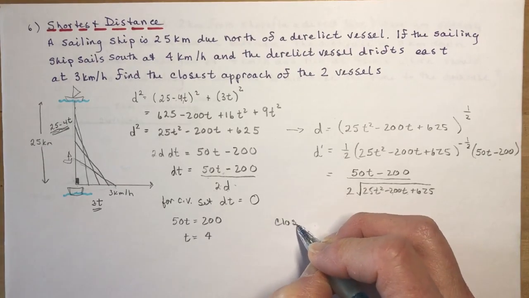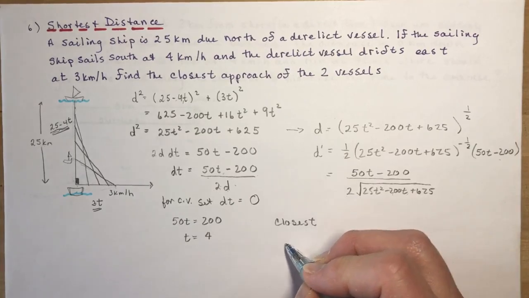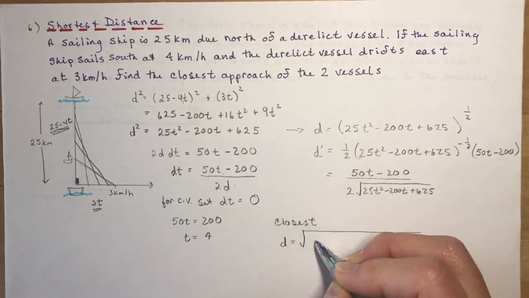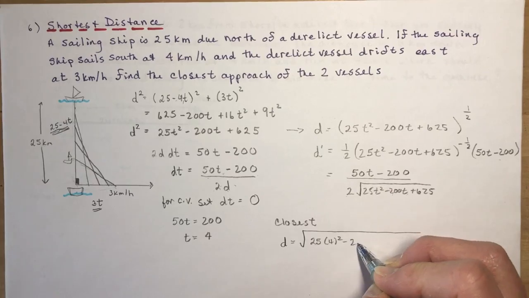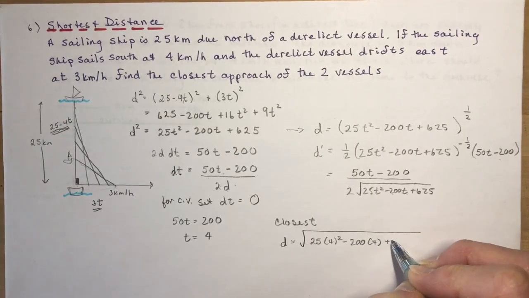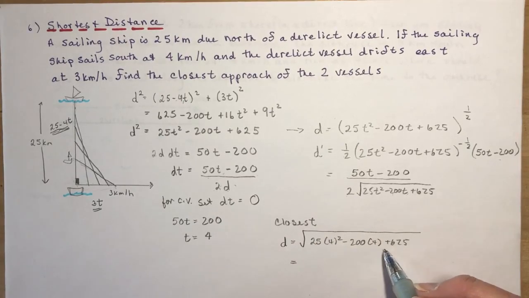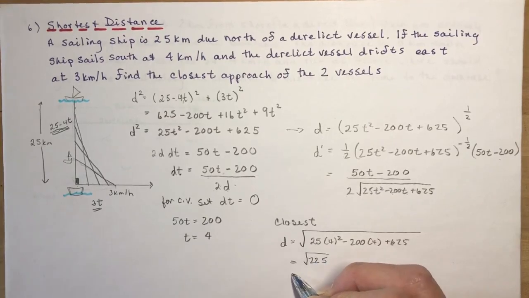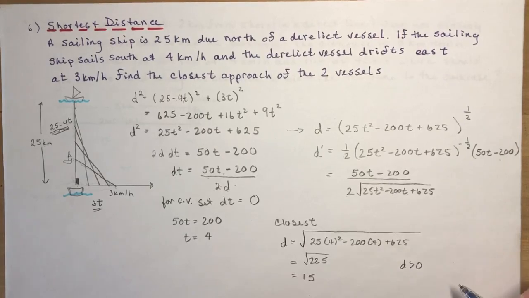So closest means I just need to substitute this 4 hours. So I'm going to say the distance, the closest approach, is going to be the square root of 25 times 4 squared minus 200 times 4 plus 625. And that works out really nicely. It ends up being the square root of 225, which is 15. Now remember that distance is greater than 0 as well, so you don't have to worry about the negative.